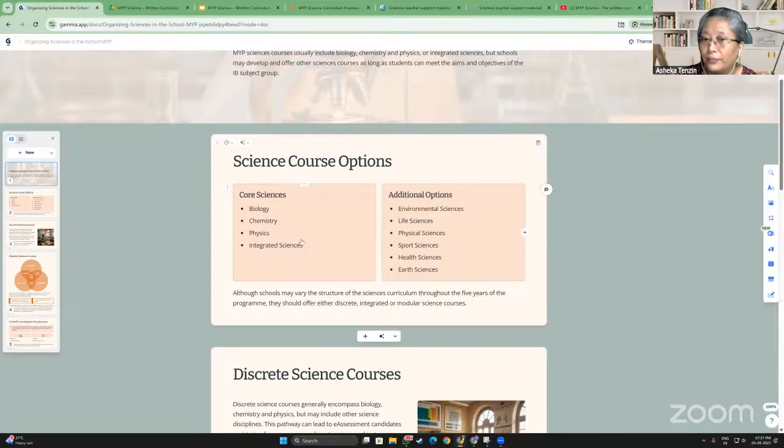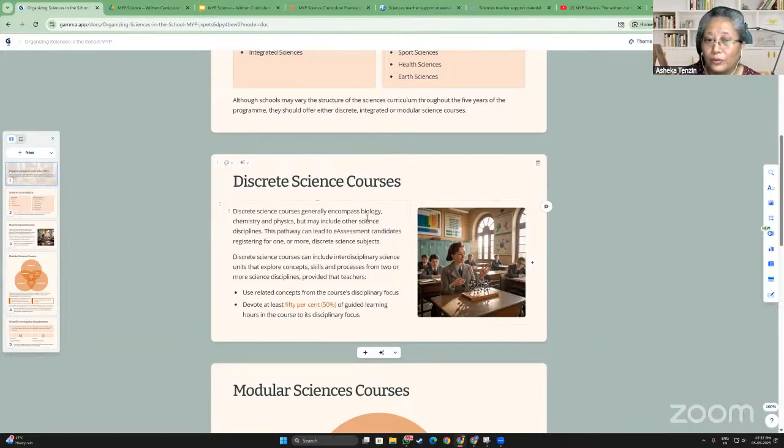Topic lists are given in this way, right? But then there are additional options, maybe in NGSS, the American curriculum. If you see, they have health sciences, earth sciences. So you may have these additional options also. So the discrete science courses are teaching physics, chemistry, and biology separately. And some schools, when they offer discrete sciences, remember that you have to offer 70 hours each for those discrete sciences. That means 70 hours for physics, 70 hours for chemistry, and 70 hours for biology.